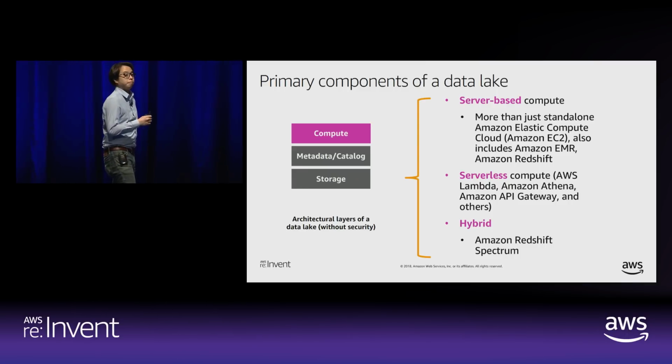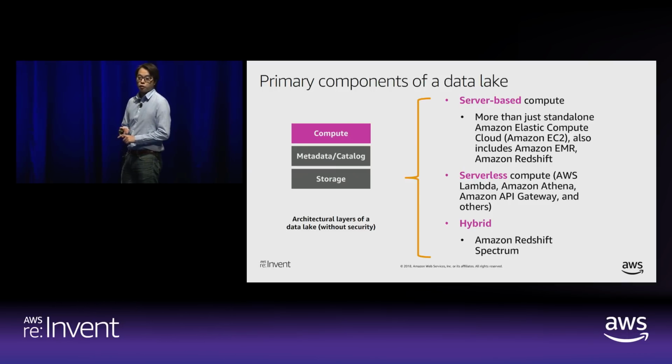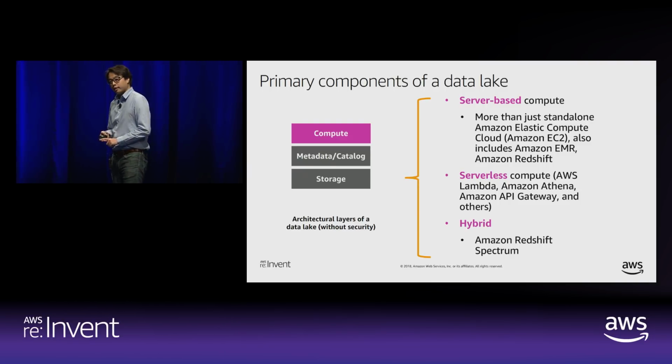Last but not least, compute. And compute by itself is more than just EC2, right? You have EMR, you have Redshift, you have Redshift Spectrum. You have serverless compute, such as Athena, Lambda, API Gateway. And you notice down at the bottom, I mentioned a hybrid approach. Spectrum shows up again, right? And these different models of how you can run compute on your data really have changed in the past couple of years, right? And you need to be able to define how you're running compute on your data as well.